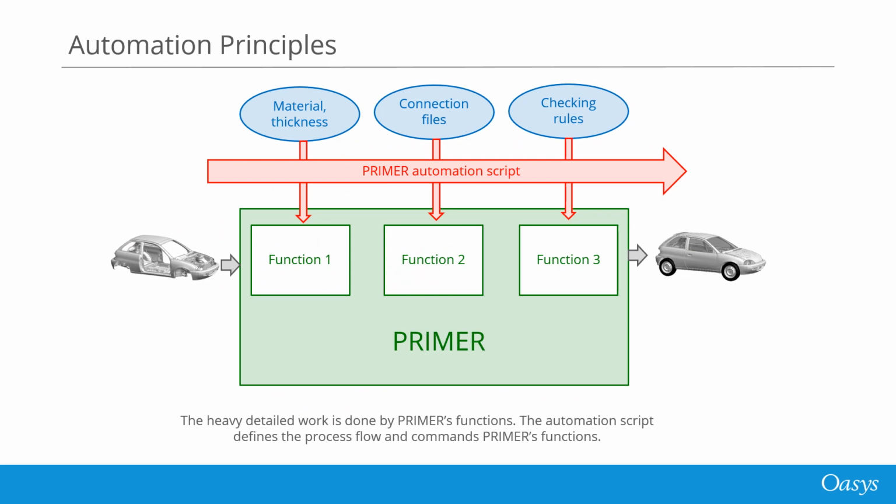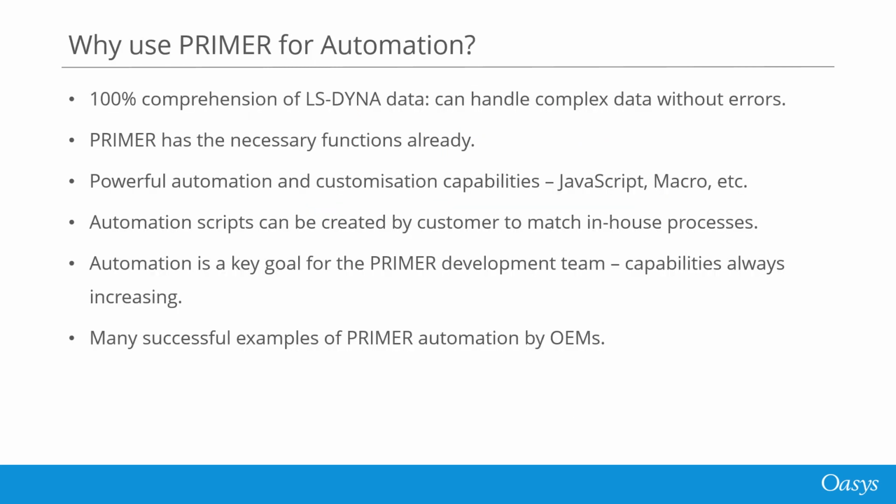So the heavy detailed work done by Primer can be automated. So what you might have is a script that drives the functionality of Primer. And that functionality can be a number of different things. So why use Primer for automation? Well, 100% comprehension of LS-DYNA data and can handle complex data without errors. And Primer has all the necessary functionality already. You can call the tools within Primer as part of your process.